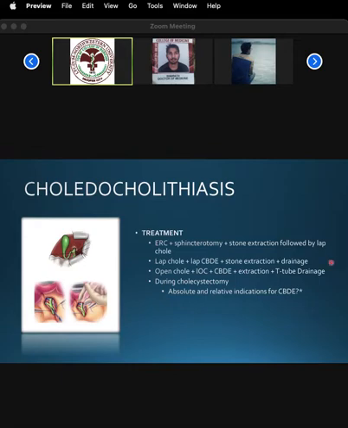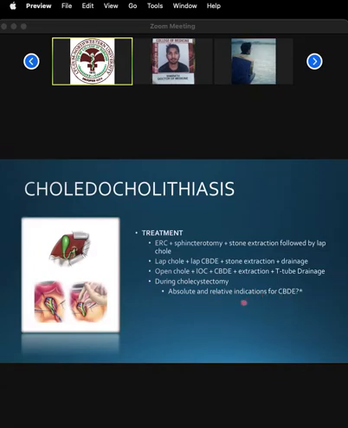Okay. Another option, if you're an expert in doing it, is to do laparoscopic cholecystectomy plus laparoscopic common bile duct exploration, extraction of the stone, and then insertion of a tube drainage. Or you may do open cholecystectomy plus intraoperative cholangiography plus common bile duct exploration, extraction of the stone, plus T-tube drainage. Okay. Now, during cholecystectomy, there are absolute and relative indications for common bile duct exploration.